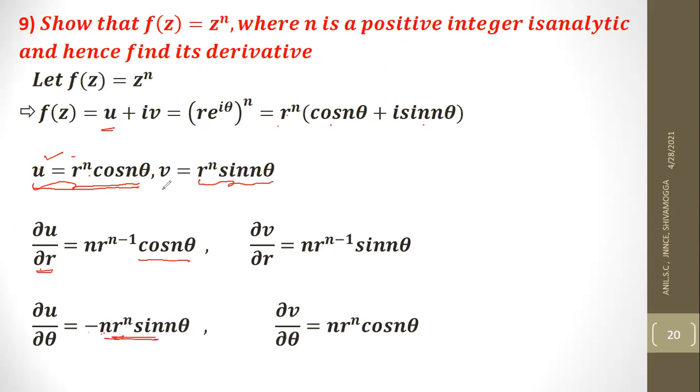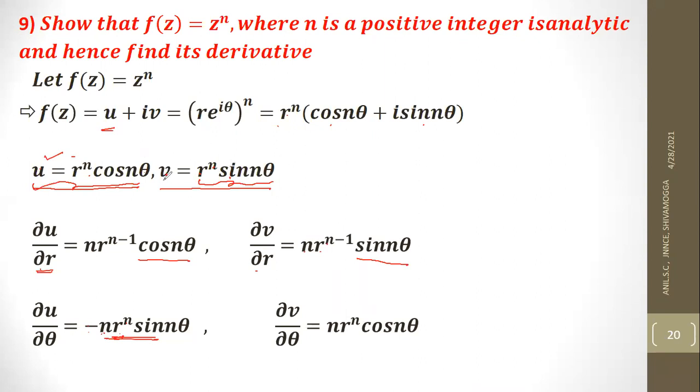Now consider v, this function. Derivative of v with respect to r. Differentiate partially with respect to r. Derivative is denoted by del v by del r. This sin n theta must be treated as constant, so keep it as it is. Derivative of r power n with respect to r partially is n into r power n minus 1.